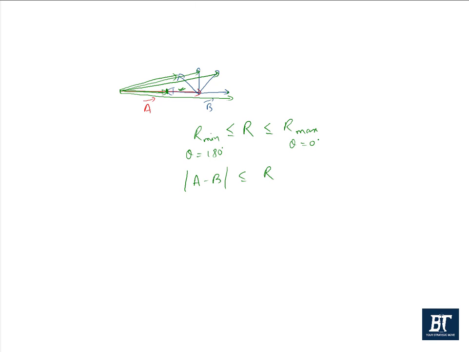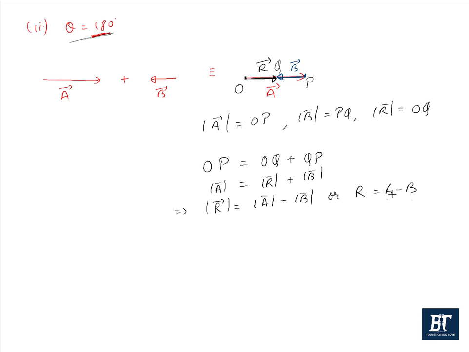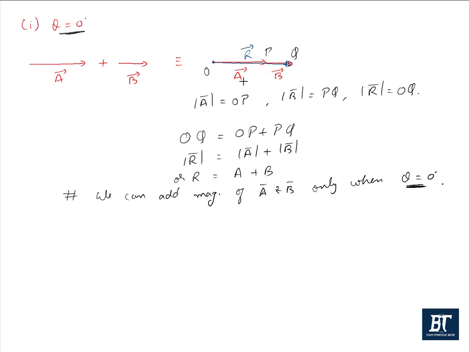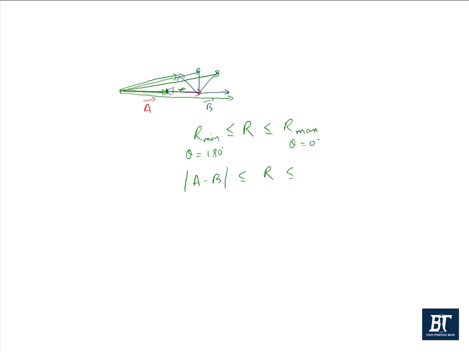And we have already derived here that for theta is equal to 180 degrees, the magnitude of resultant is the subtraction of magnitudes of two vectors, and we are putting a mod sign here because we will take the positive value, and value of magnitude when theta is equal to 0 is equal to addition of magnitudes of two vectors. So value of R will be always greater than or equal to A minus B, and it will always be less than or equal to A plus B.